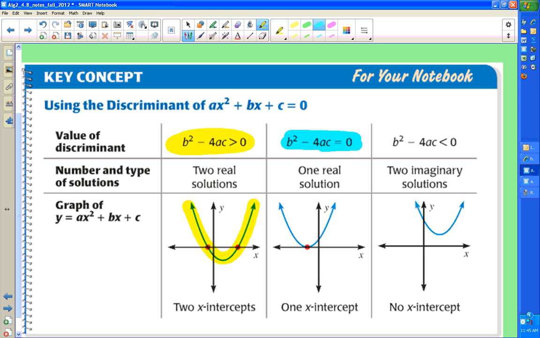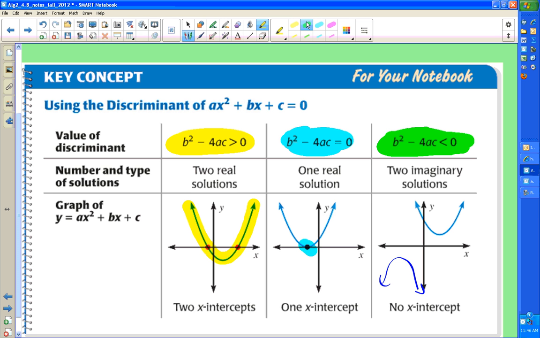When b squared minus 4ac is equal to 0, your graph is only going to cross the x-axis in one place. You have one x-intercept. We say the graph is tangent to the x-axis. Where is it tangent? It's at the vertex. Very good. And when b squared minus 4ac is less than 0, you're going to have two imaginary roots. You're going to have a negative number under the radical, and you're going to have a graph that is either above the x-axis or below the x-axis, and it'll be upside down, horseshoe down.